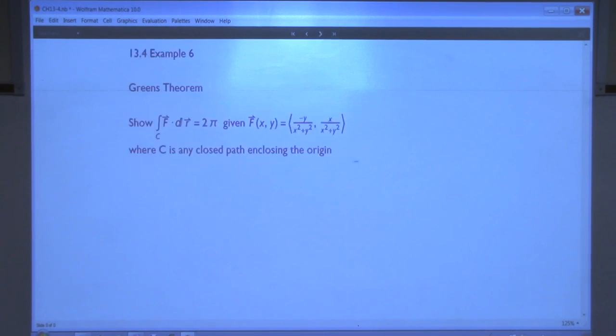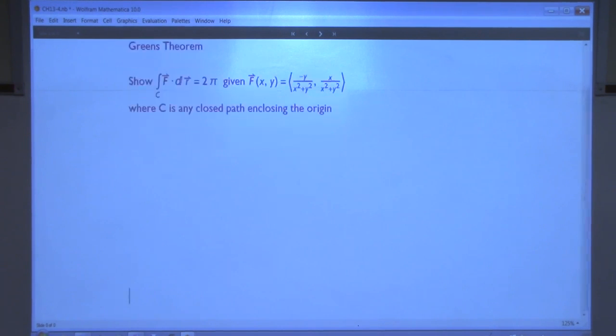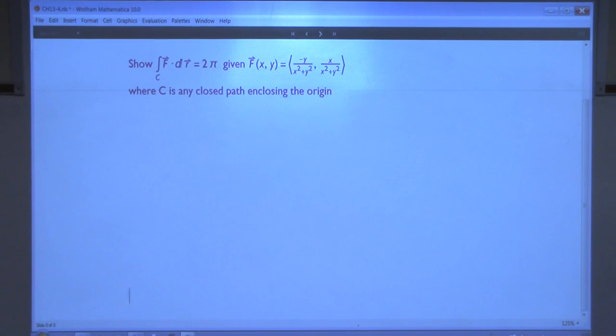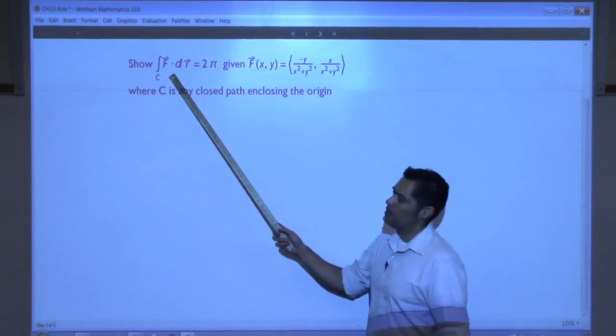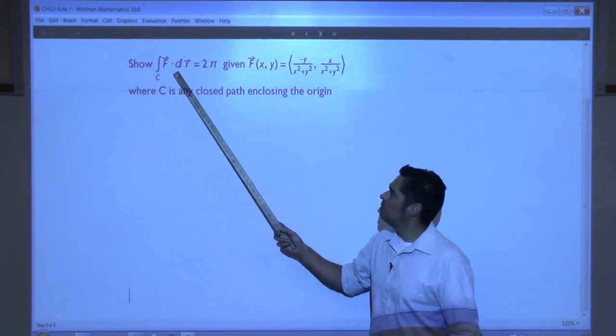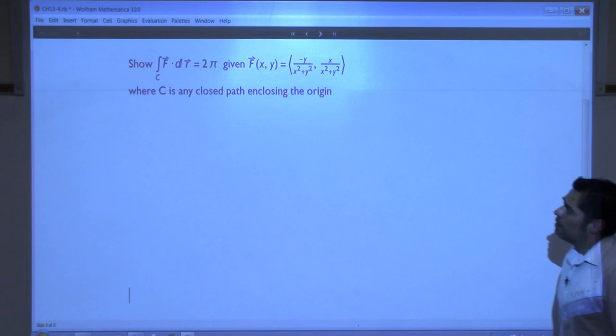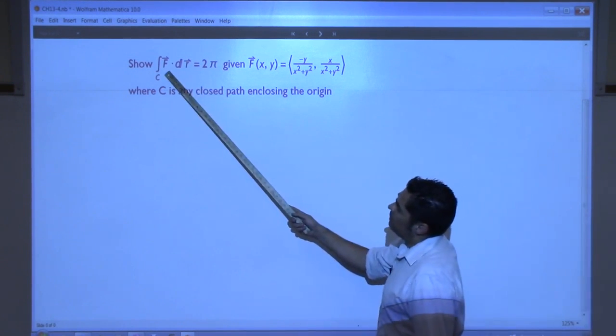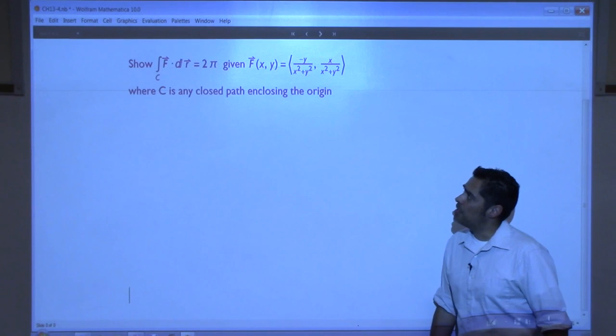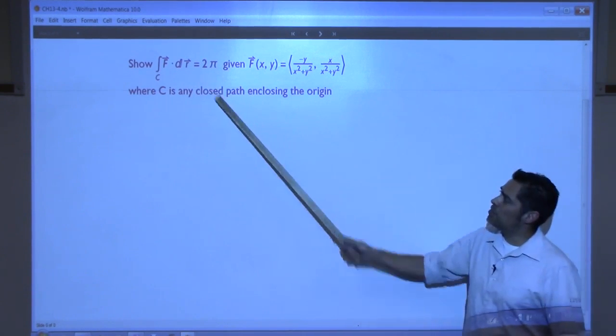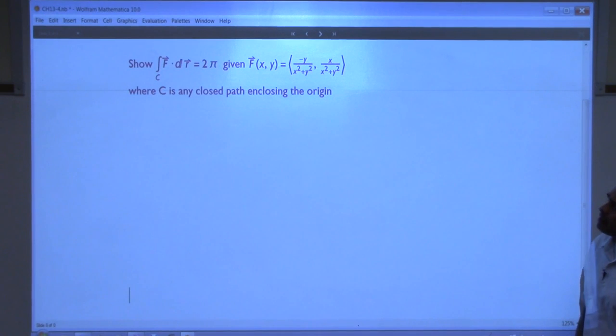Now, how can we use that result? So look at this question. Show that the line integral of the vector field F dot dr, which could represent work, right? It's not necessarily in this problem, but what is the line integral of the vector field F dot dr over the curve C, right? Show that that is equal to 2 pi for this vector field where C is any closed path enclosing the origin.